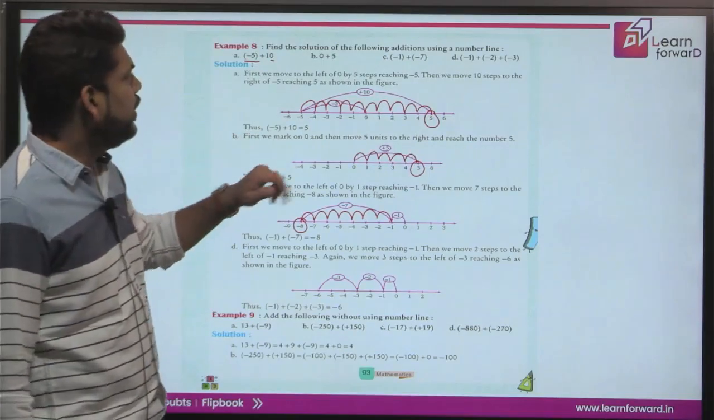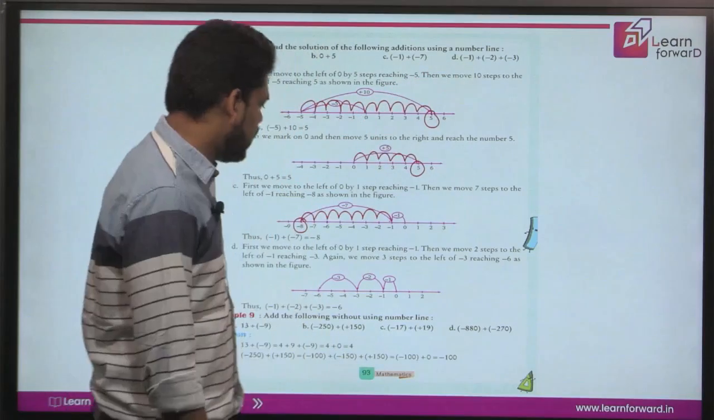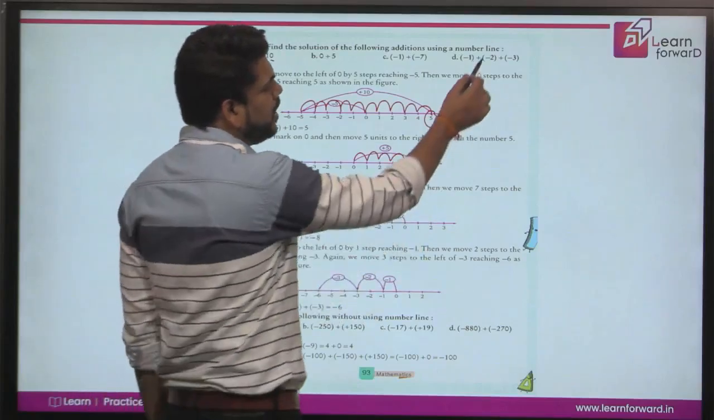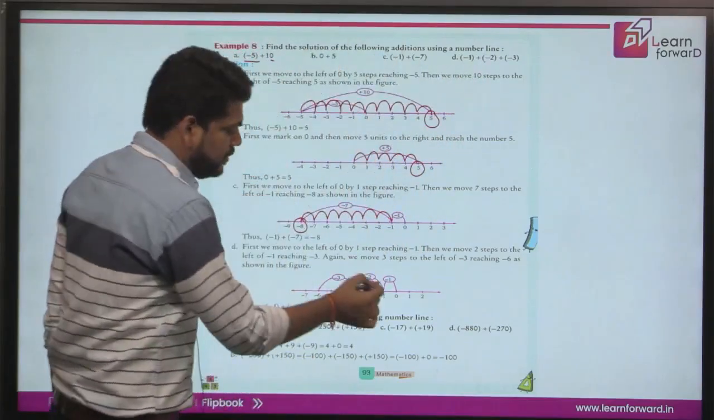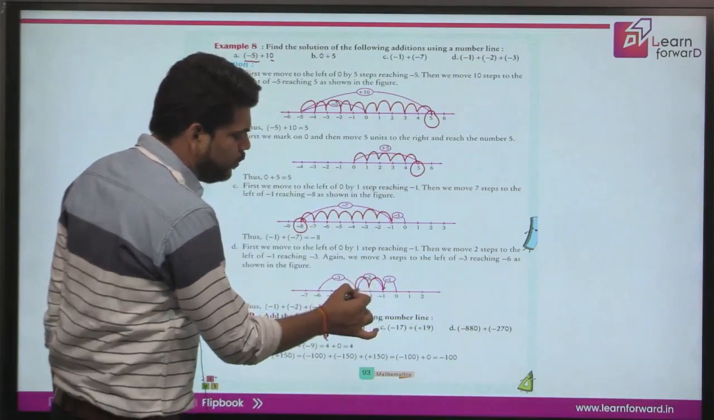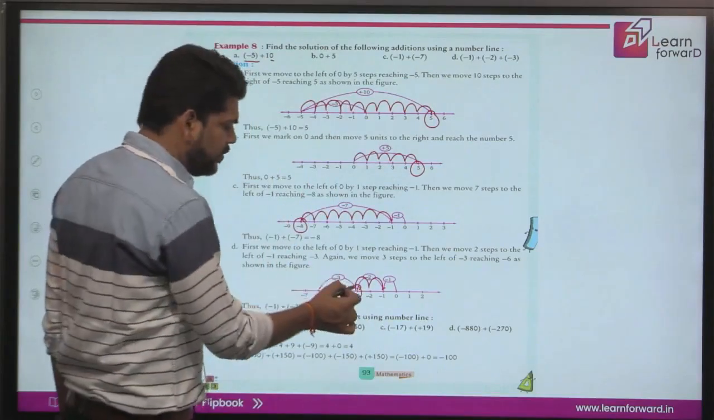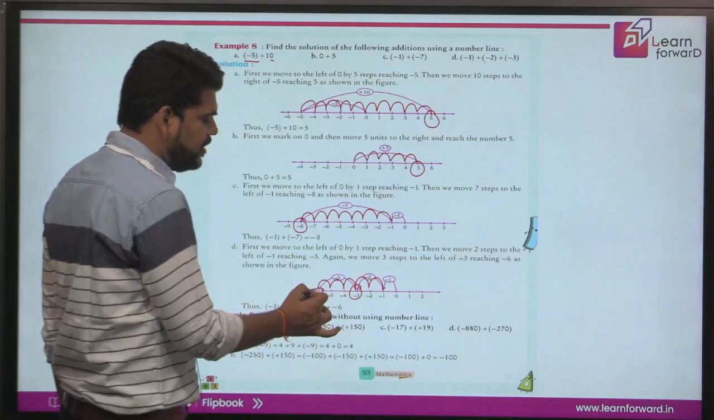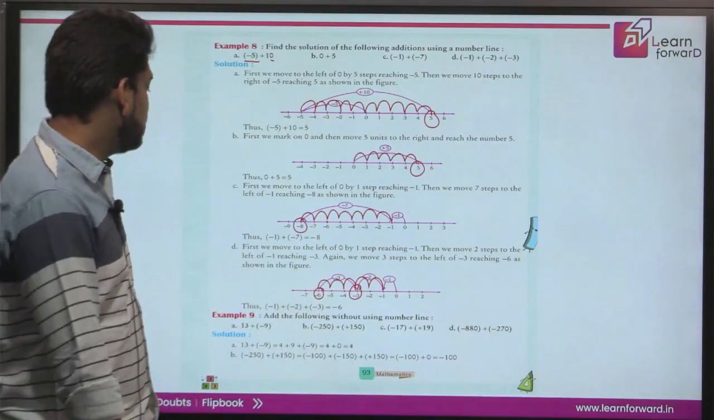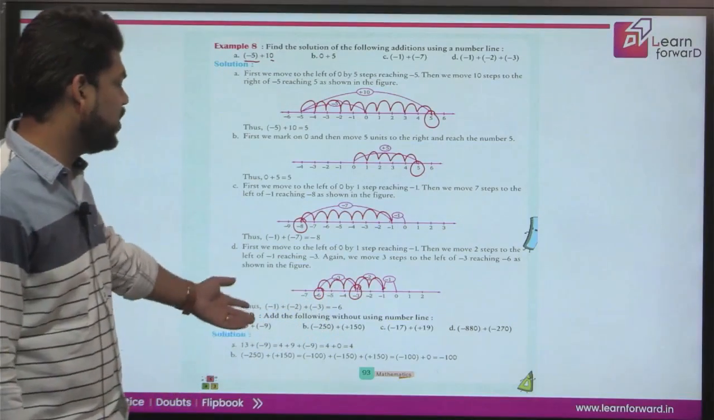Now D, we are at minus 1. Okay, we are at minus 1. We are going 2 steps negative. That means 1, 2. Where we have reached minus 3. Now we are taking 3 steps more negative. 1, 2, 3. Where we have reached minus 6. So this is an easy way to calculate your answers.